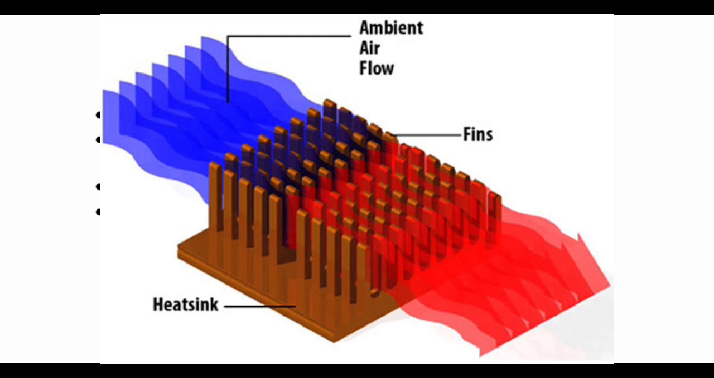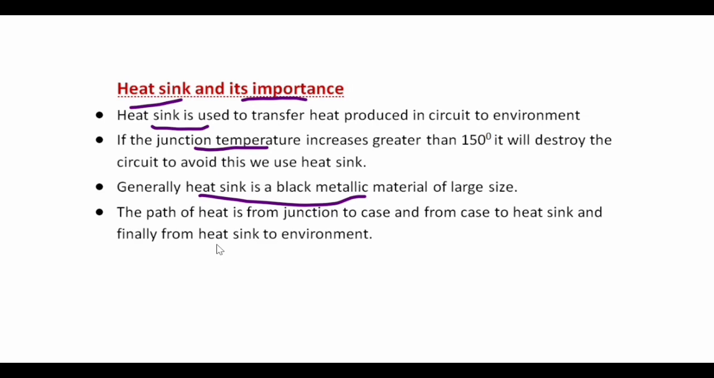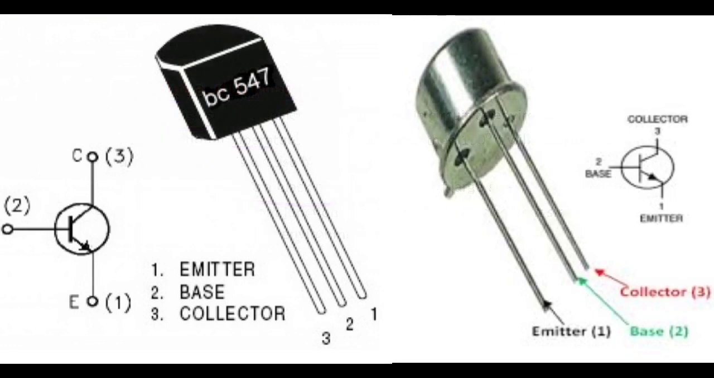And we can see different transistors which are made with metal or layered with a color coated material like black. If we see the BC547, it is coated with a black material. If it is a BC107, it is a metallic device. If you see BC107, it is made up of metal.